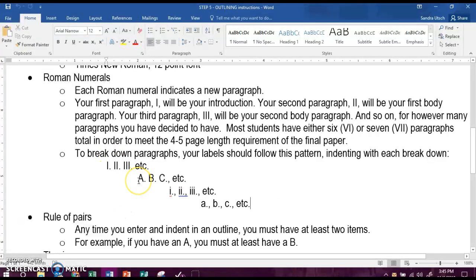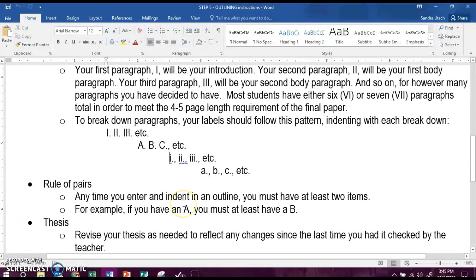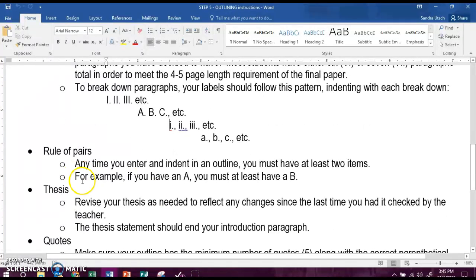Anytime you indent on an outline, you indent to indicate you're breaking this down into smaller subpoints. If you're saying, I'm going to break this down, you have to break it down into at least 2 items. So if you have an A, you have to have a B. If you have a 1, you have to have a 2. You can't say, I've got this point and I want to break it down into subpoints, but I've only got 1 subpoint. If you've only got 1 subpoint, it's just this. So that is something that we definitely want to be careful of and look for in the outlining process.